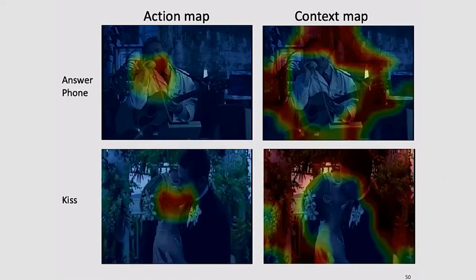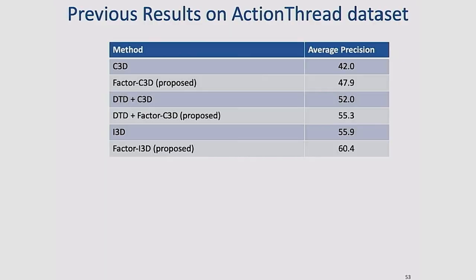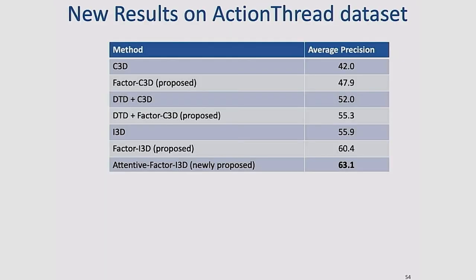This is another example for kiss, showing the location of the action component and the location of the context. Here is also for two other actions, eat and sit down. On the left is the one corresponding to the action, and on the right is the context. Let's skip all these boring numbers.